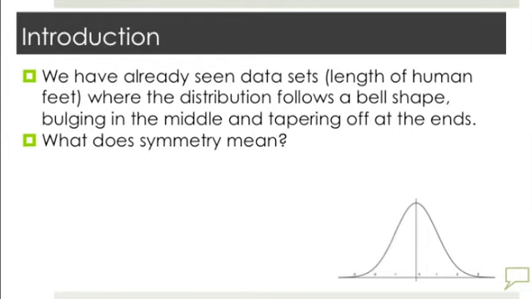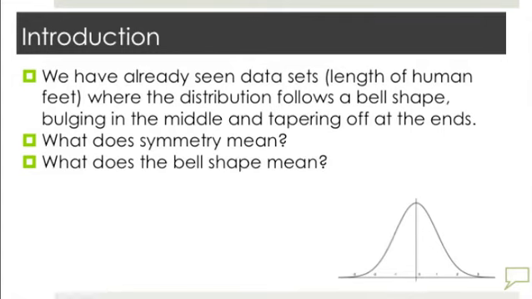So what does the symmetry mean? In a case like this, symmetry tells us that the variable is just as likely to take a value a certain distance below its mean as it is to take a value that same distance above its mean. So values that take place over here on the right side of the mean are just as likely to happen over here on the left side of the mean.